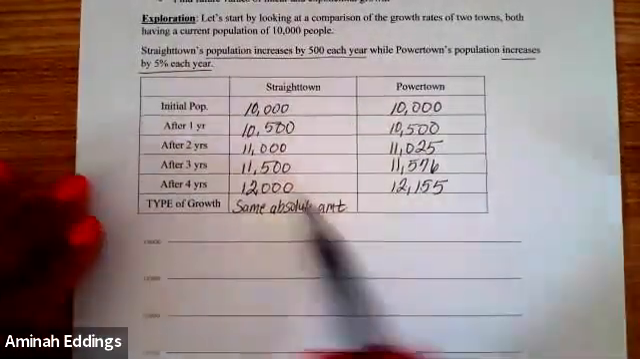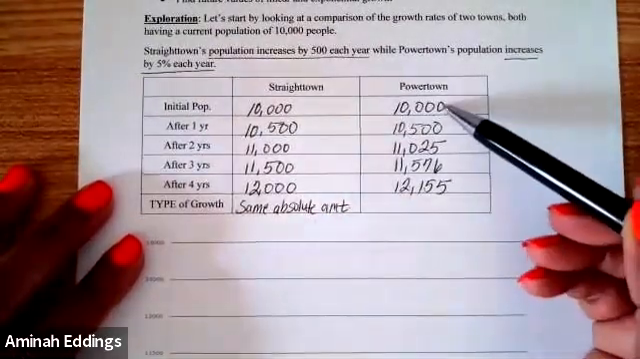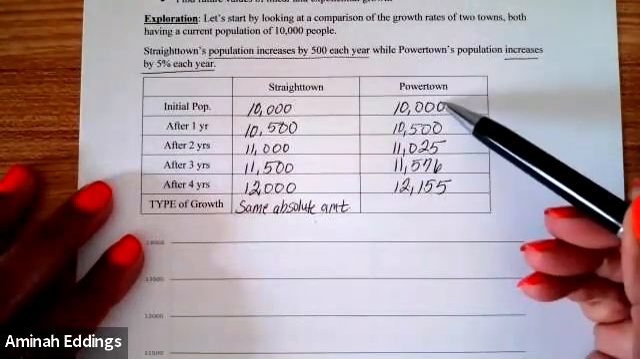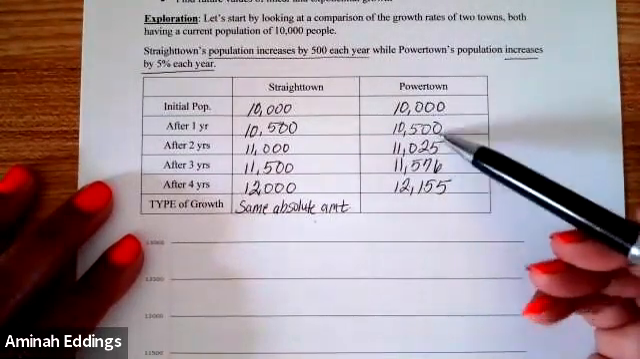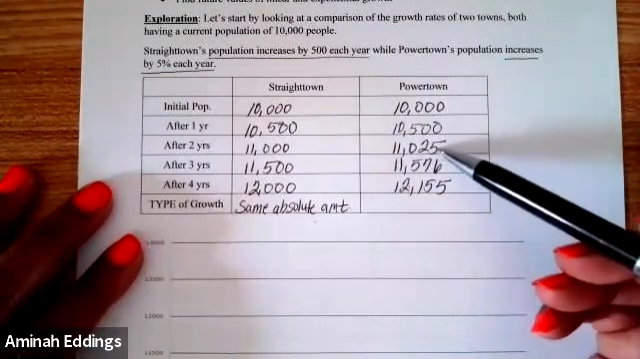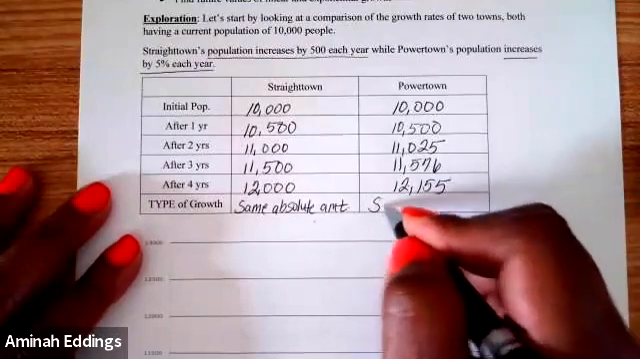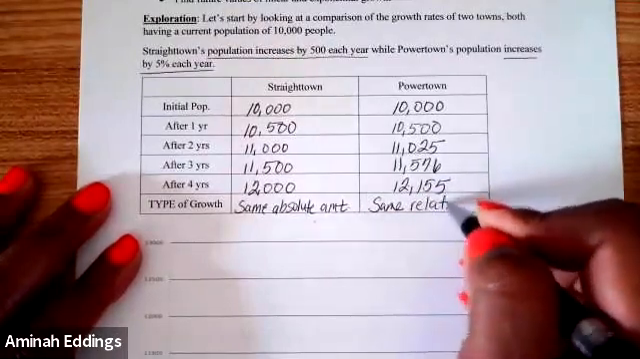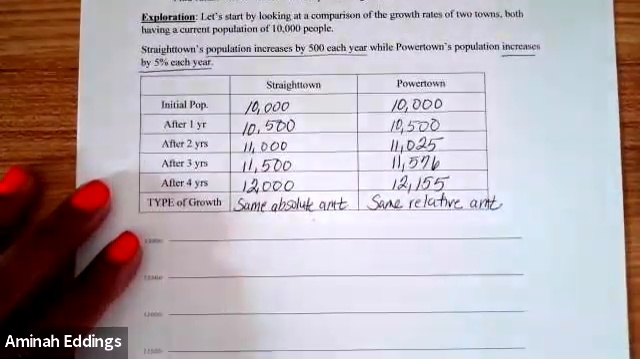Okay, so this type of growth is not going to be an absolute amount because it did not increase by the same amount every time. You see, the first one, it did increase by 500, but that's not going to be another 500 here. So we call this the growth of the same relative amount.